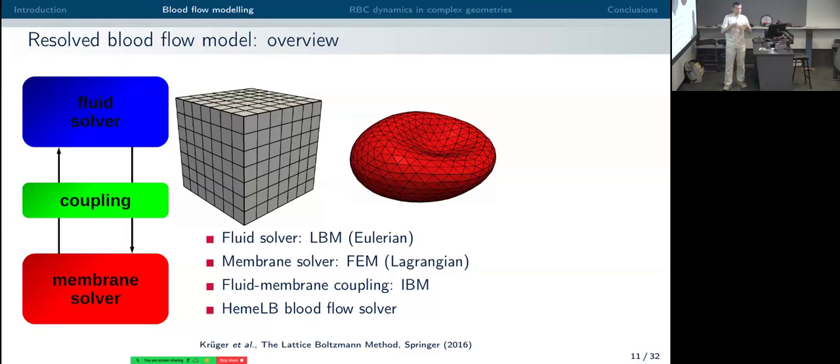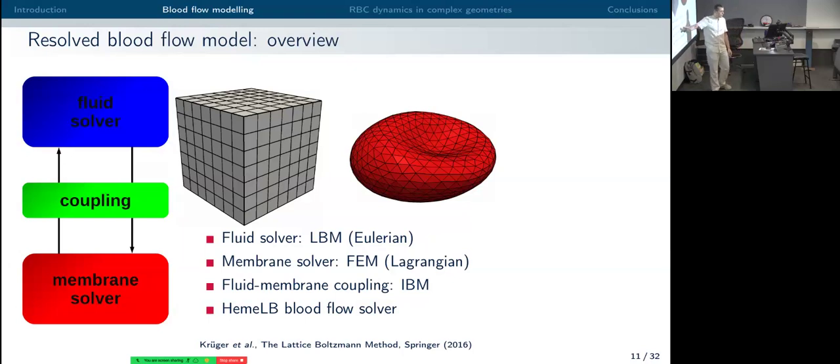So you have a lattice which is fixed in space, and you solve for the fluid flow at each grid point, right? But these points are not moving. They are just fixed in space. For the red blood cells, we use a membrane solver, which is a finite element approach, which is Lagrangian, which means that the red blood cells move, of course, and they have meshes. So each red blood cell has a mesh, and these meshes deform and move along, and we track how the meshes move. So this is why it's a Lagrangian approach.